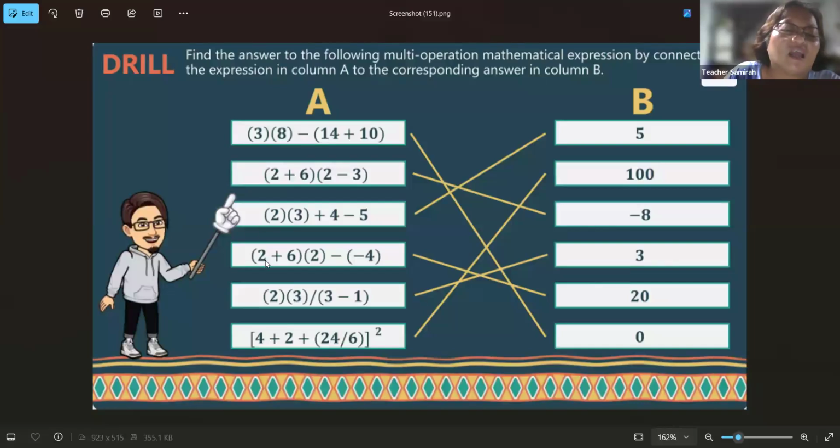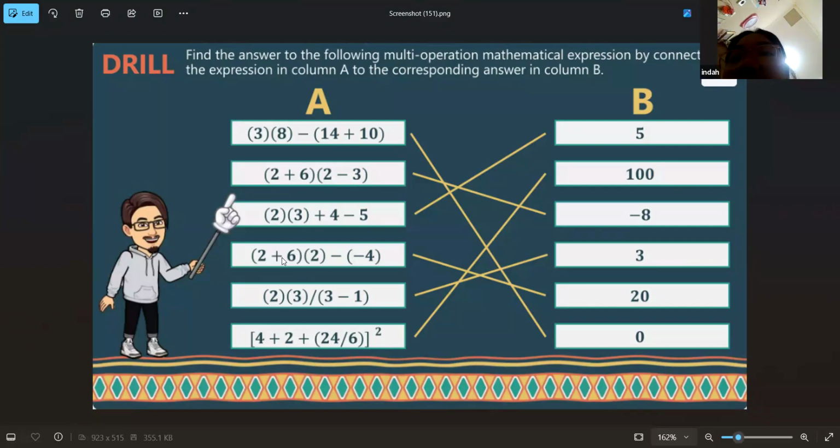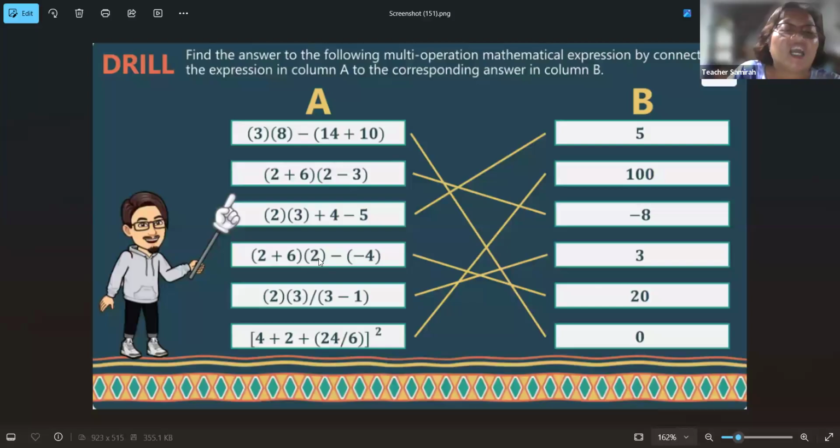And then this one. Remember the PEMDAS, we should always perform the operation inside the parentheses first. Okay, so this one. 2 plus 6 is what? 8. 8 times 2 is 16. Okay, 16 minus negative 4.